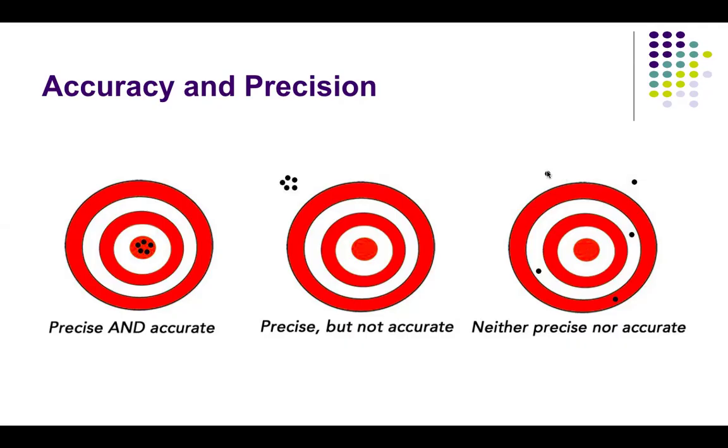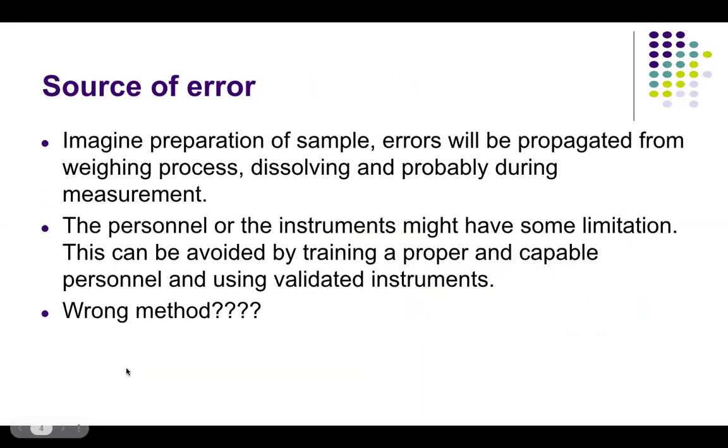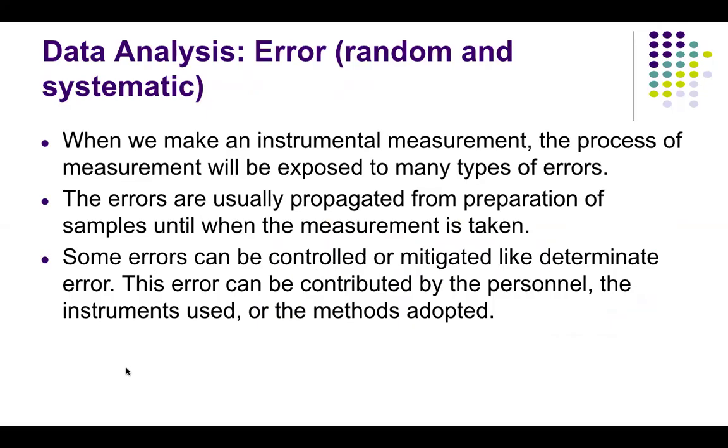But if we have data scattered, not even close to the target, this is what we call neither precise nor accurate. But in this case, we have data very close to each other. It is precise because it is close to each other, but it's not accurate because it is far from the target. So that is what Hamdi is talking about. All right, so go back to random and systematic.